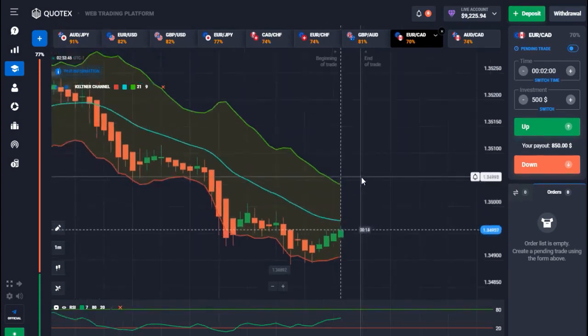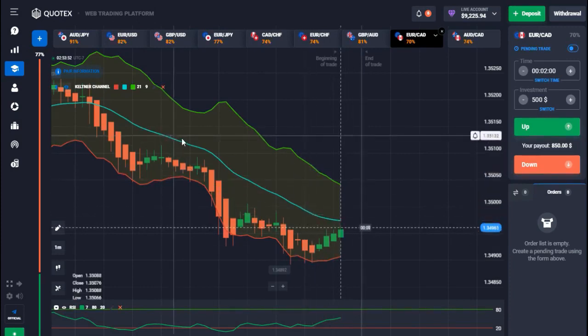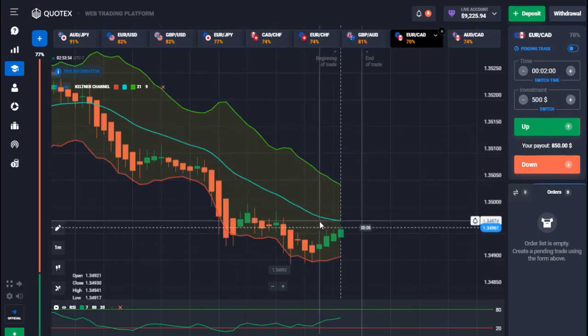Or like I said earlier, I'll be making another video for 1 minute on how to spot a very great moment when you have your candlestick in the middle, either on a downtrend or uptrend.